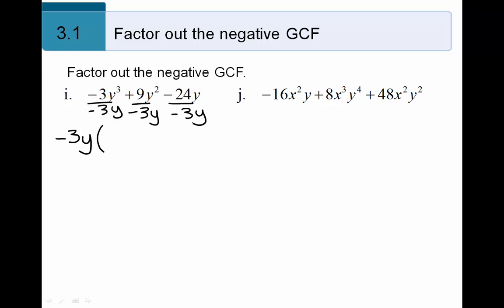Negative 3y cubed divided by negative 3y will give me a positive y squared. Positive 9y squared divided by negative 3y will give me a negative 3y. Negative 24y divided by negative 3y will give me a positive 8. Okay.